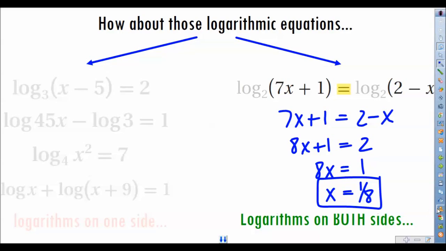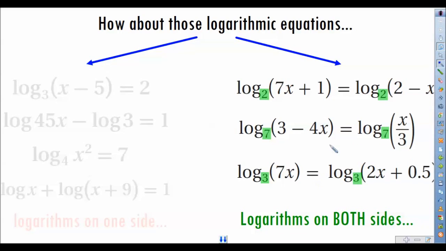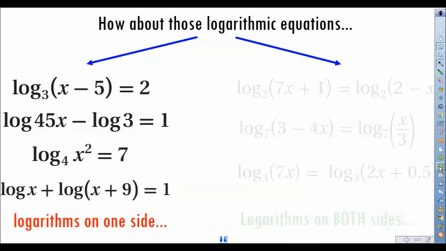And guess what? The rest of these problems are going to go exactly the same way. 3 minus 4x would be equal to x over 3, and 7x would be equal to 2x plus 0.5. Now what about these ones? This one's going to require a little bit more steam. Let's focus on the first one right here.